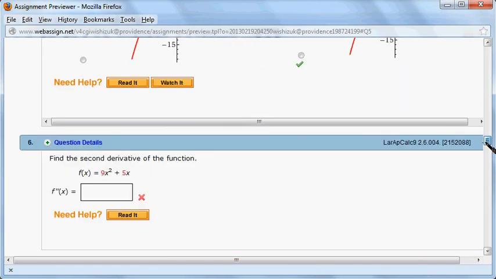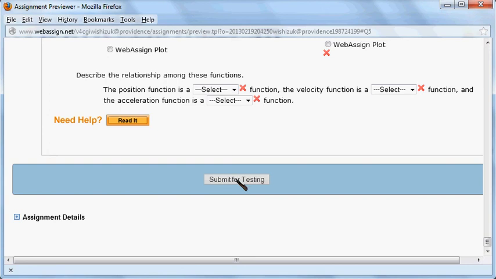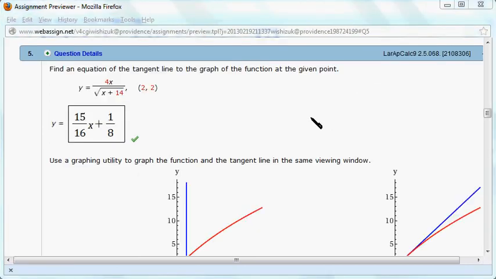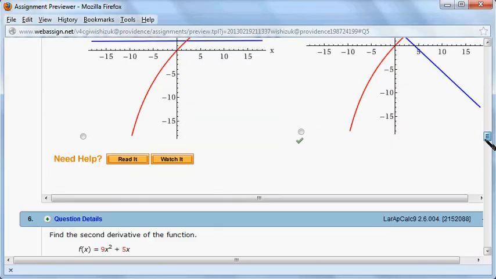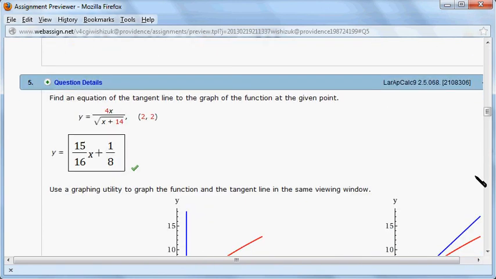Let's check the answer. It came back as the correct answer here, and we chose the right picture as well. That's it. I hope that this was clear.